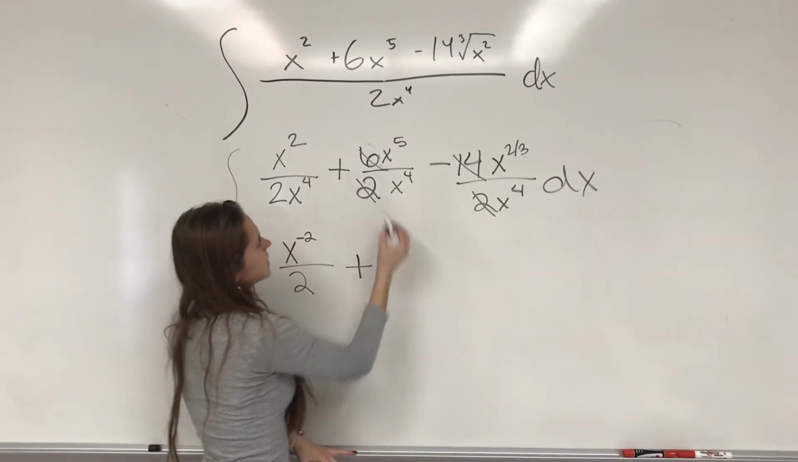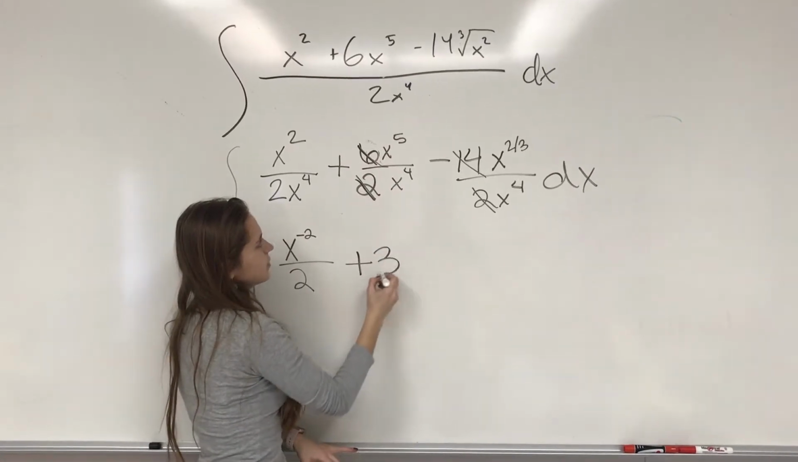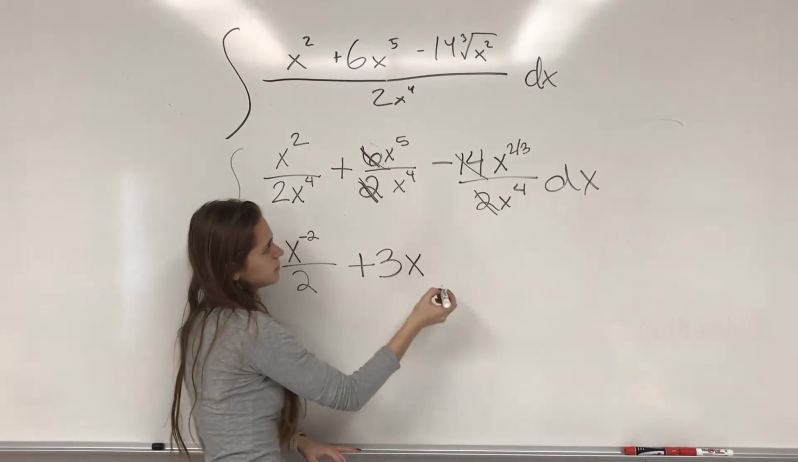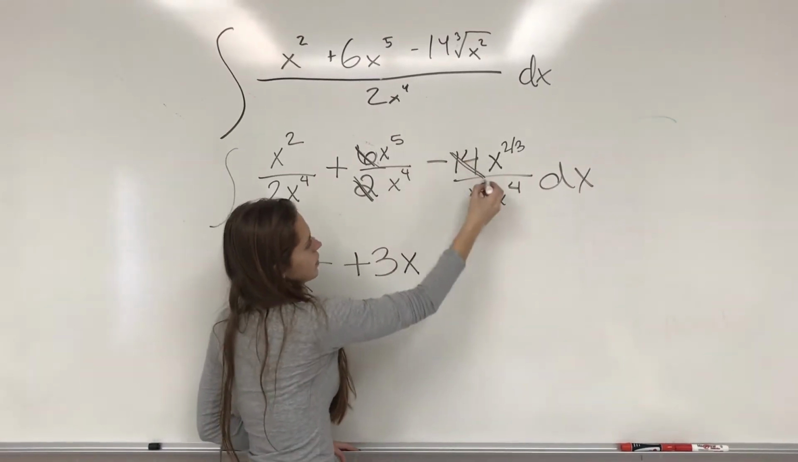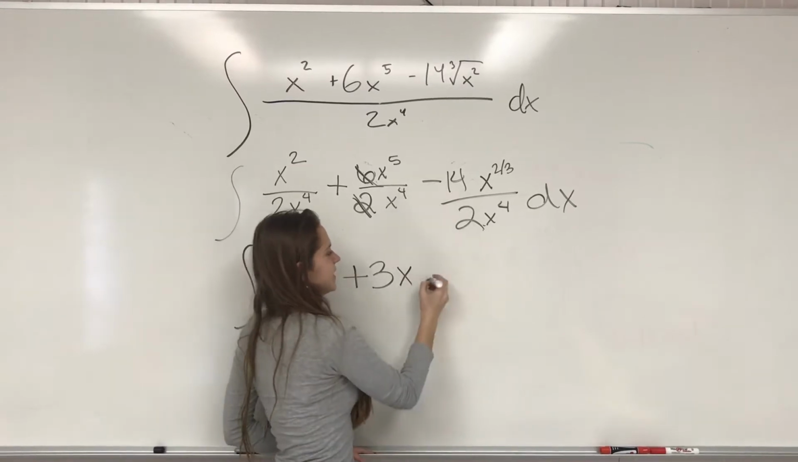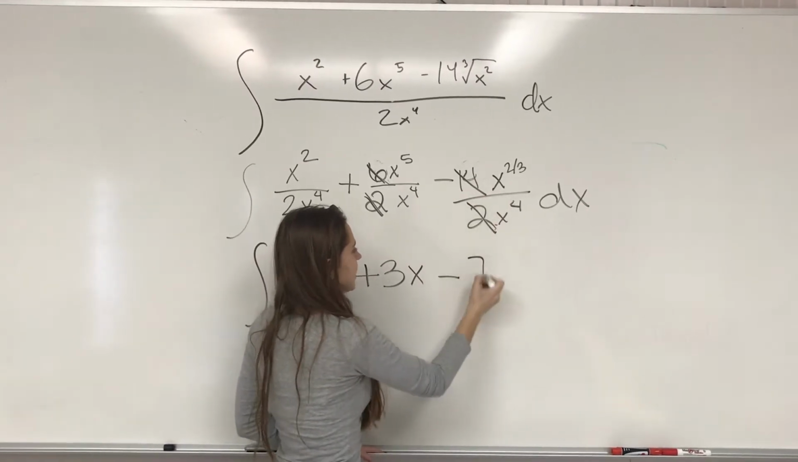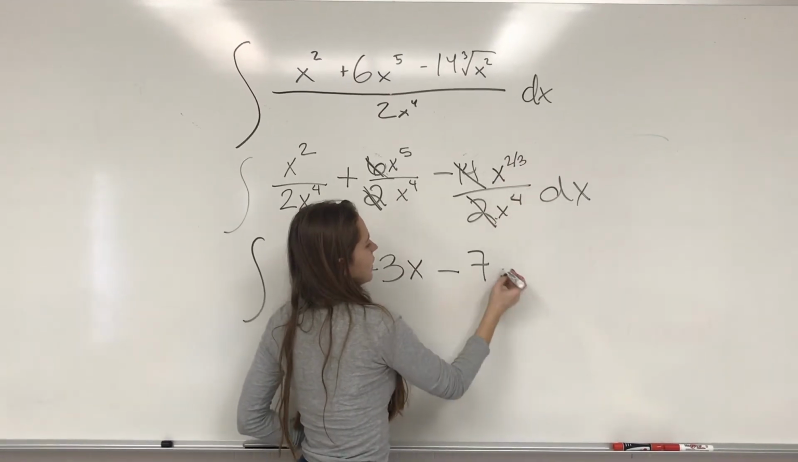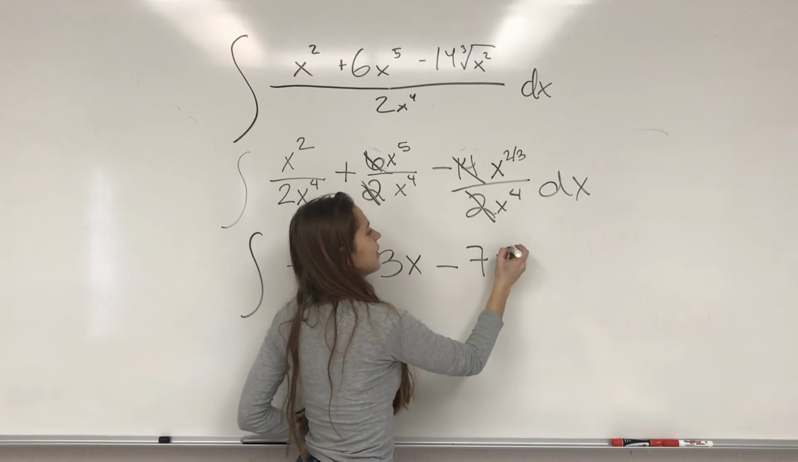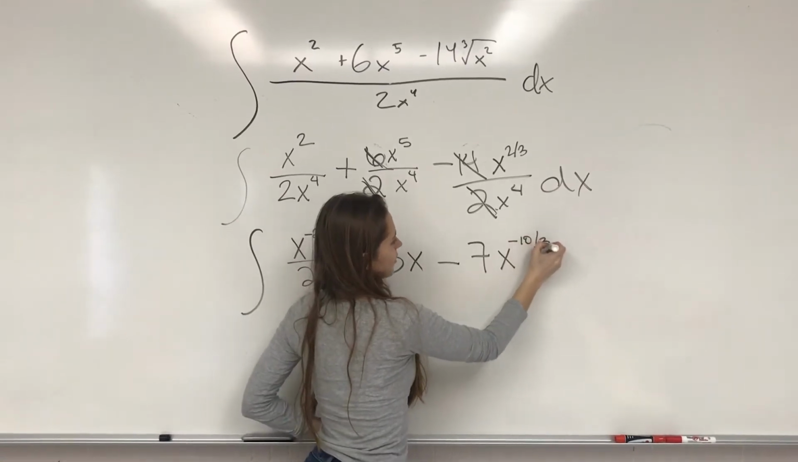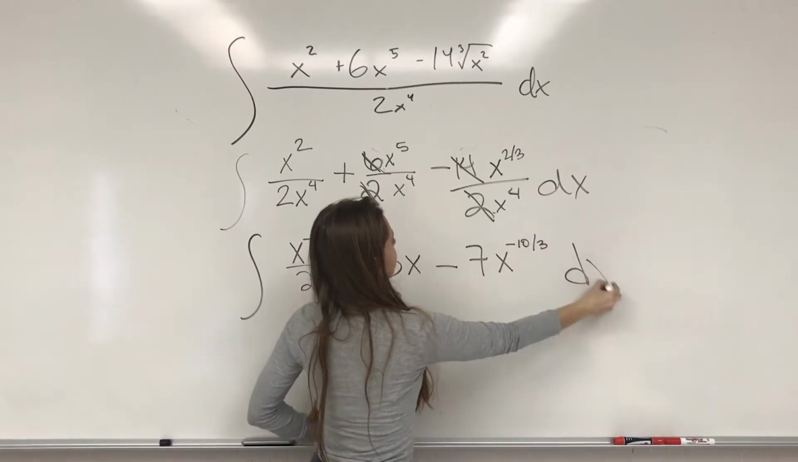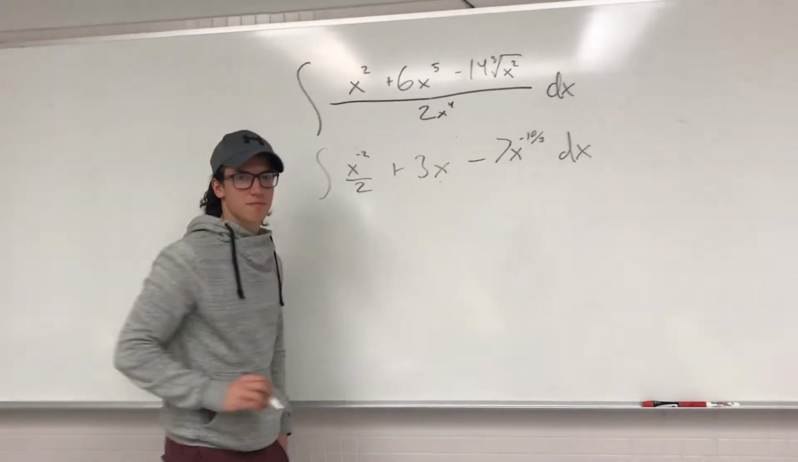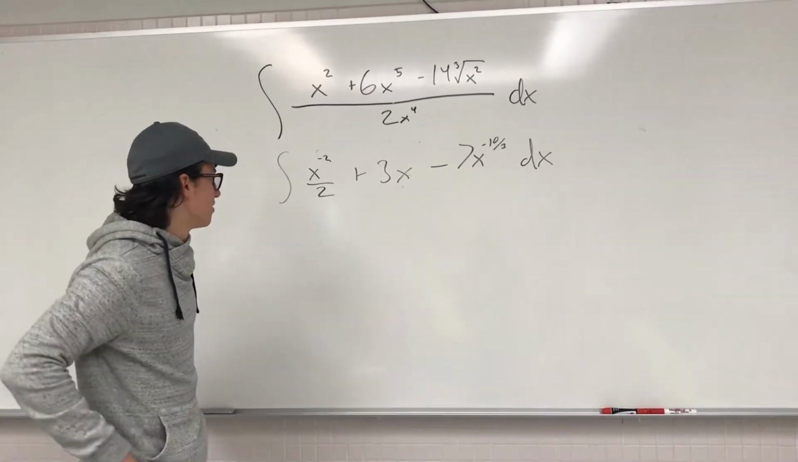So here it's 6 over 2 is 3, x to the fifth power minus x to the fourth power is x, then minus 4. And then here is negative 14 over 2 is 7, x to the 2/3 minus x to the fourth is x to the power of negative 10 over 3 dx. Okay, now that we have the formula simplified, we will integrate.